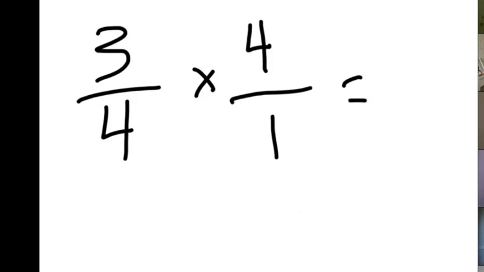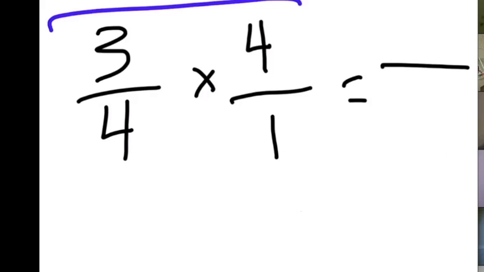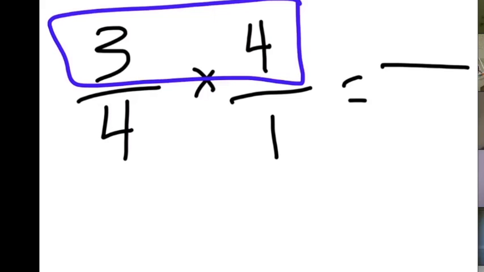Kyler, what's my next step? Your next step is multiplying. Okay, what should I multiply first? My numerators or my denominators? The numerators? Yeah, it honestly doesn't matter, because they're not really going with each other. So let's just start with the numerators. What would my answer be for my numerators? What's 3 times 4, Kyler? 12. Good job.